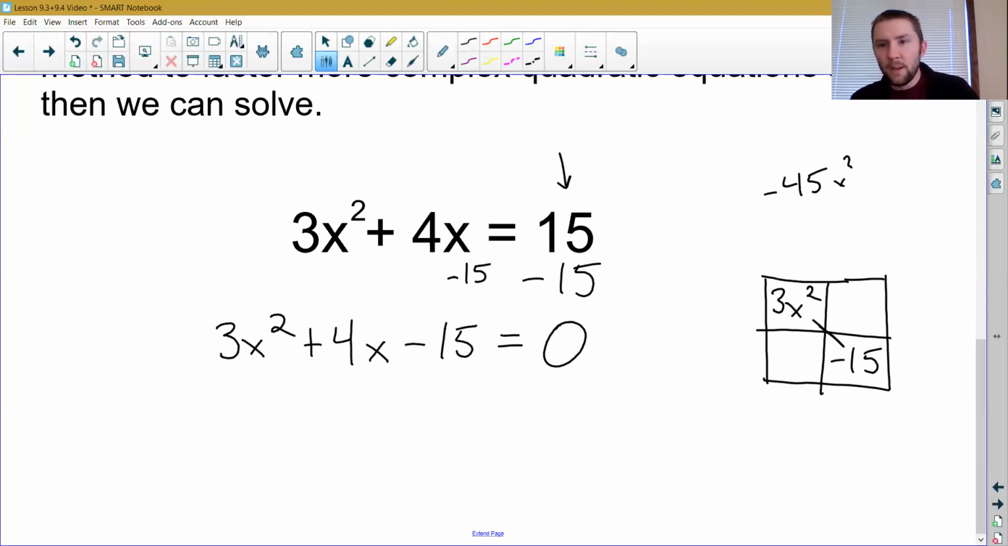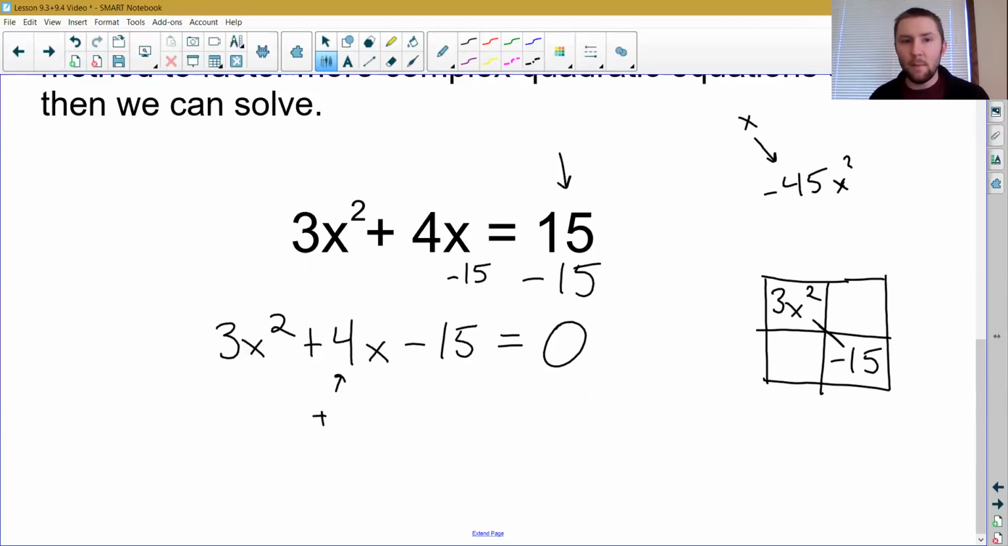Technically negative 45x squared. So I need now two numbers to fill in the rest of my window that multiply to make negative 45 and that add together to make 4. Okay, so they have to multiply to negative 45 and add together to get 4. So I know one has to be positive and one negative because they're going to multiply to a negative. And because this is a plus 4, I know the bigger number has to be positive.